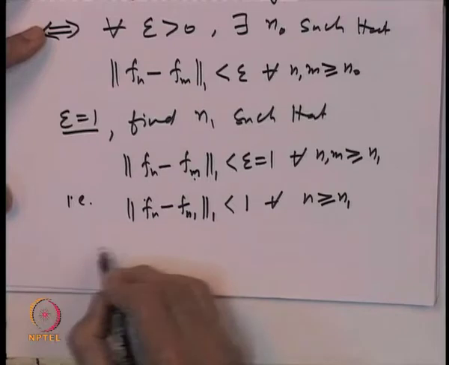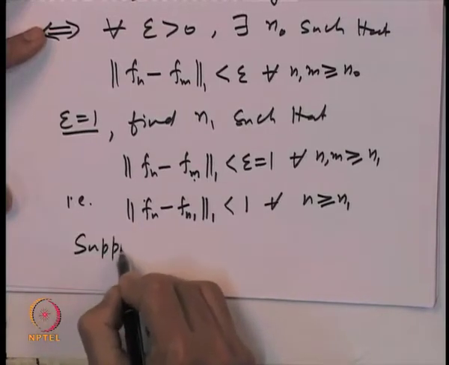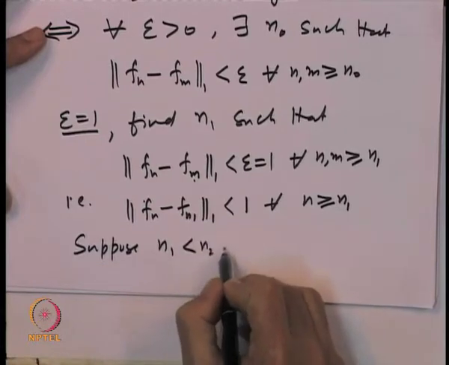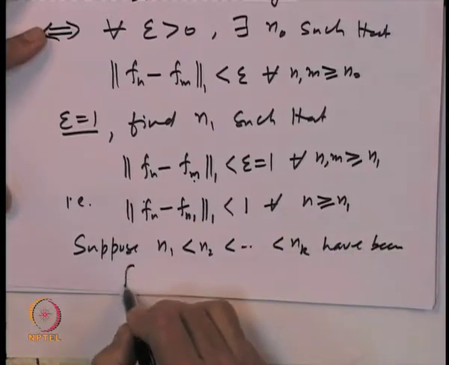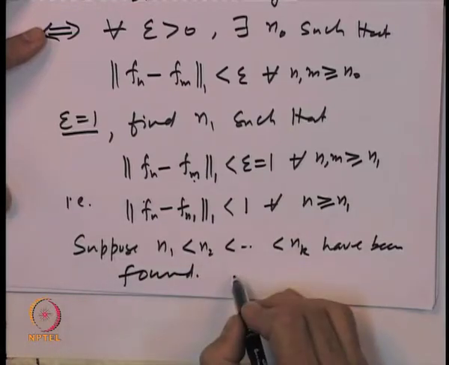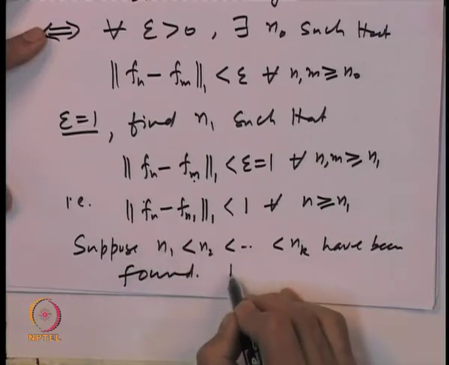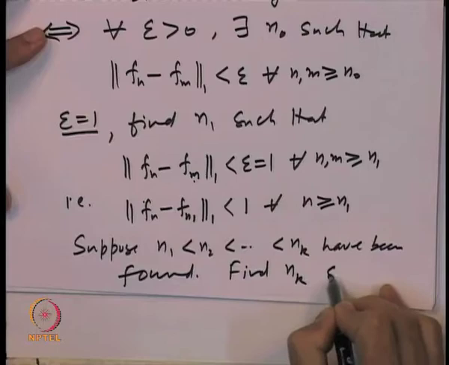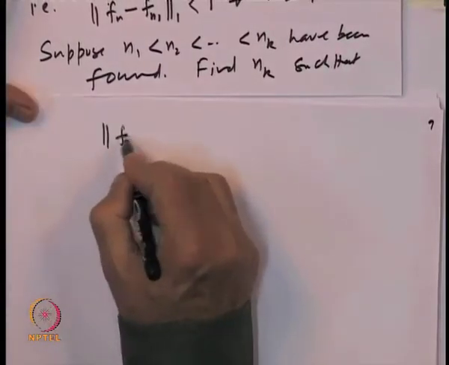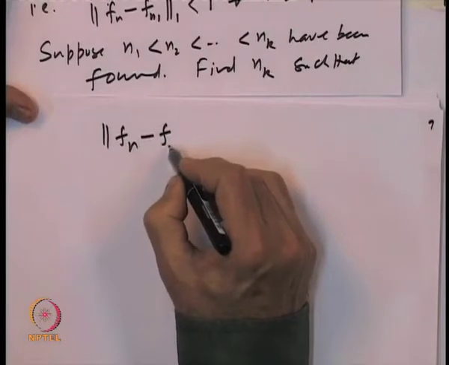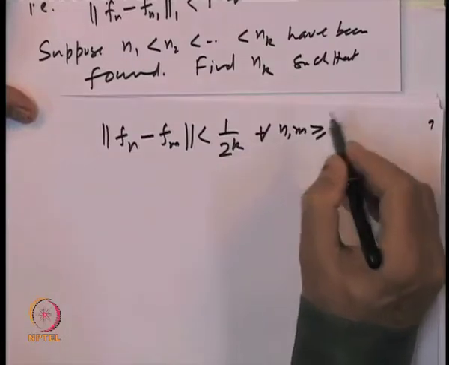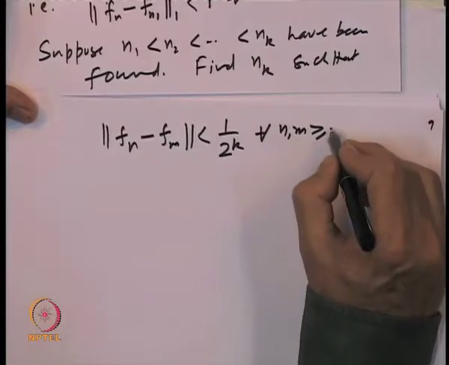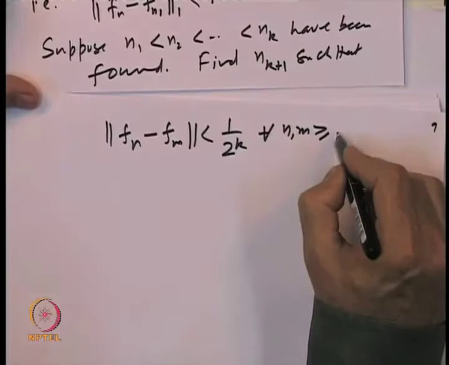Now suppose n 1 less than n 2 less than up to n k have been constructed, have been found. So, now use Cauchiness. How do I find the next one? I will find n k such that norm of f n minus f m will be less than 1 over 2 to the power k for every n and m bigger than or equal to n k. Now we have to construct the next one, n k plus 1.